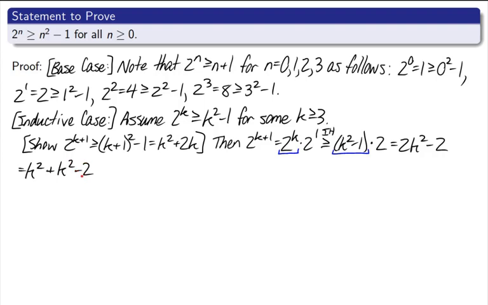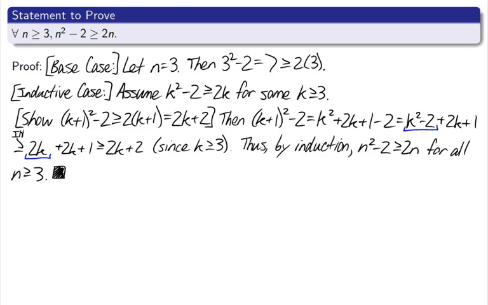So now all I somehow need is for this k squared minus 2 to be greater than or equal to 2k. Well, how in the world do I do that? Technically here, this is not a clear inequality. But, thankfully, let's go back to what we did just a minute ago. Remember, I'm looking at k squared minus 2.